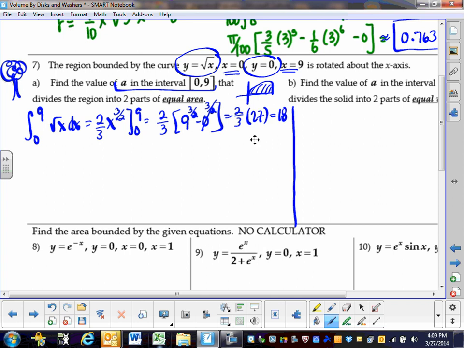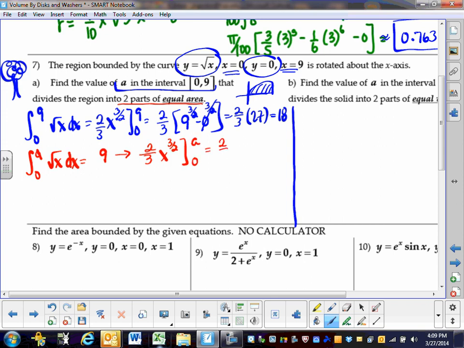So there has to be some A between 0 and 9 where the area would be halfway across, because we want 2 parts of equal area. So halfway would make this total area 9. We've already done the antiderivative, so we can copy that part down, but instead of 0 to 9, we're going to go from 0 to A.